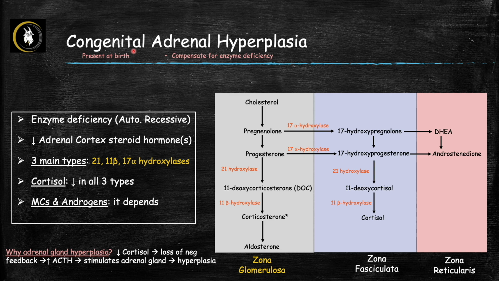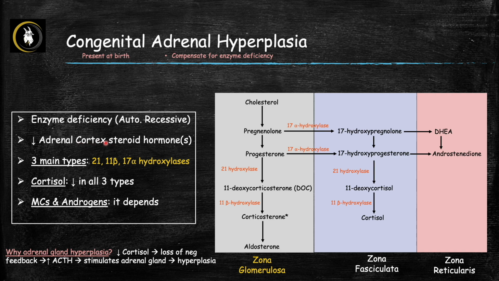All right, so now that you know about the adrenal cortex and the hormones, let's learn about the disease, which is congenital adrenal hyperplasia. So the problem here is an inherited enzyme deficiency, and in all of these different types of it, the problem is going to be inherited through autosomal recessive pattern. So all of these are autosomal recessive, and they're all going to lead to a decrease in production of one or more steroid hormones in the adrenal cortex.